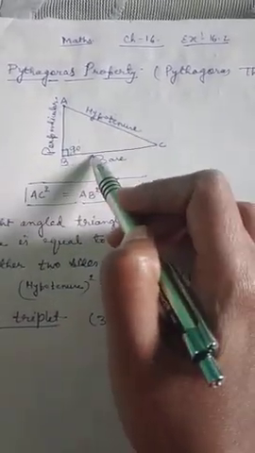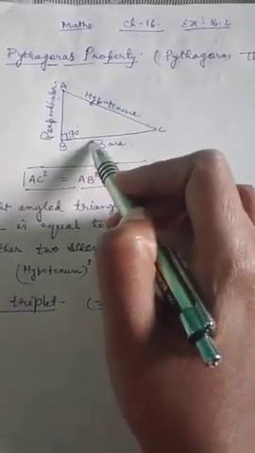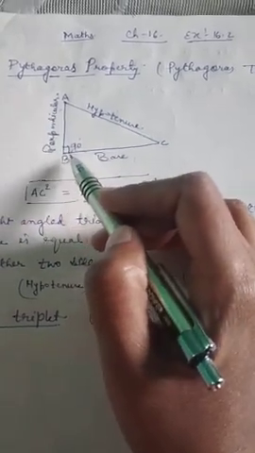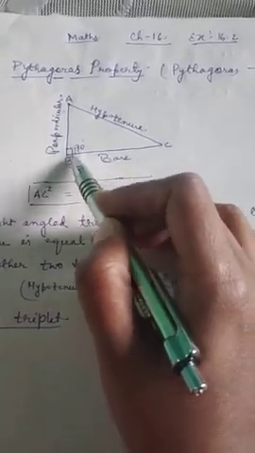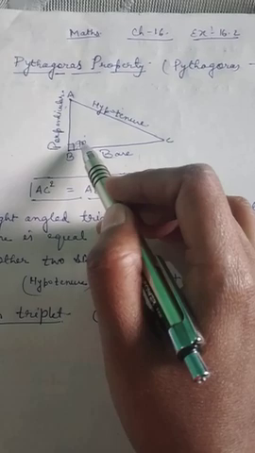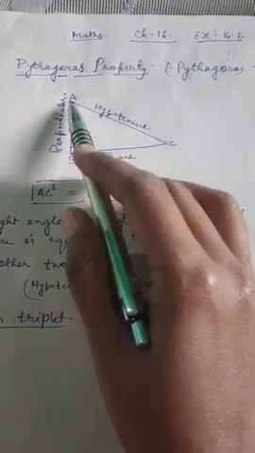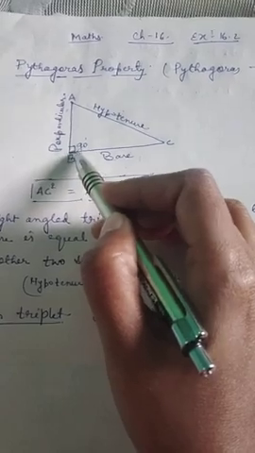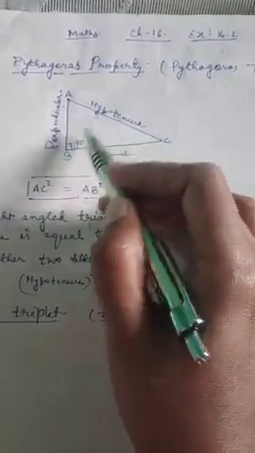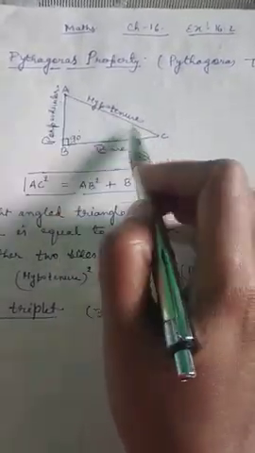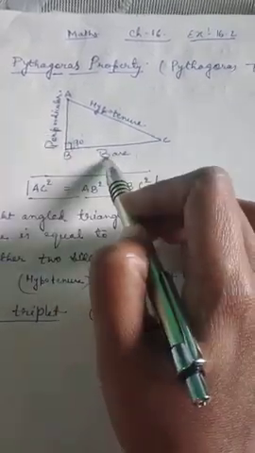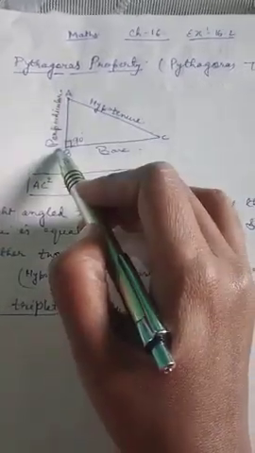But what is a right angle triangle? I have taught you this also in the previous chapter. A triangle in which one angle is 90 degrees is called a right angle triangle. And in a right angle triangle, the side opposite to 90 degrees, meaning the right angle, is called the hypotenuse. And the other two sides are called base and perpendicular.